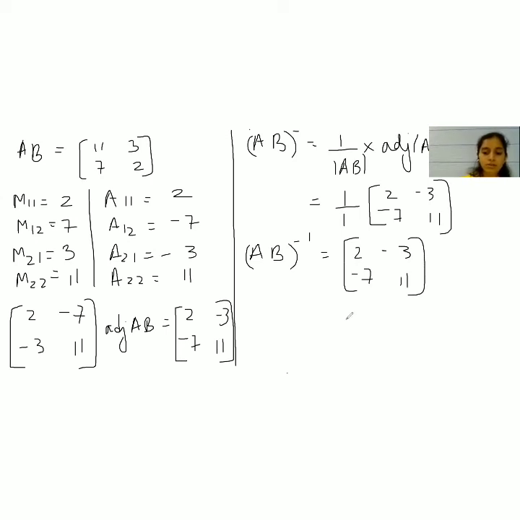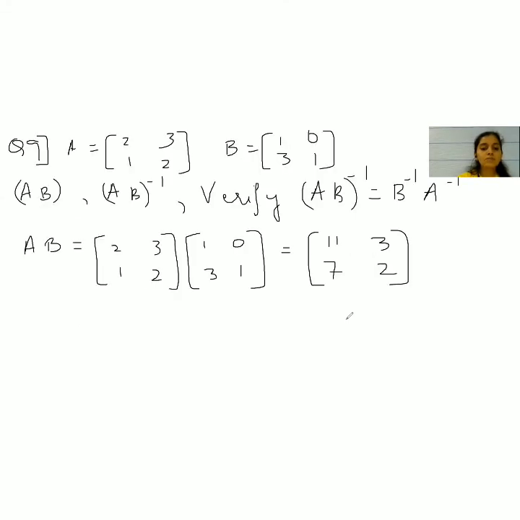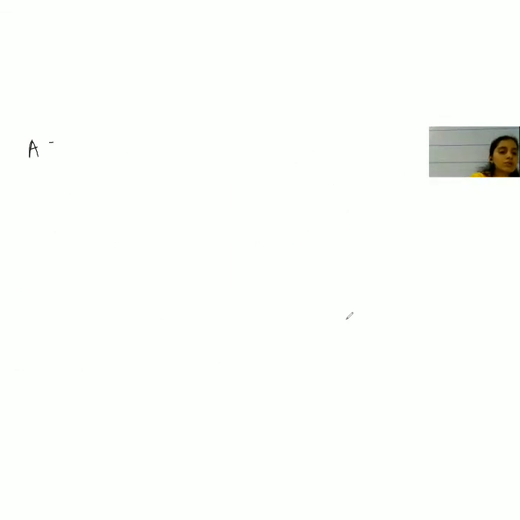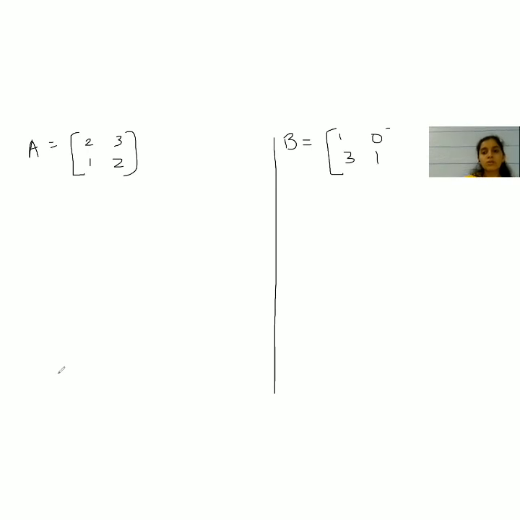Now, what do we have to verify? Let's go to the question once. The question says, verify AB inverse is equal to B inverse into A inverse. So now we have to find the inverse of each of the matrices. So A is equal to 2, 3, 1 and 2, and B is equal to 1, 0, 3 and 1. We'll put both the matrices here on the same page. This is A and B.